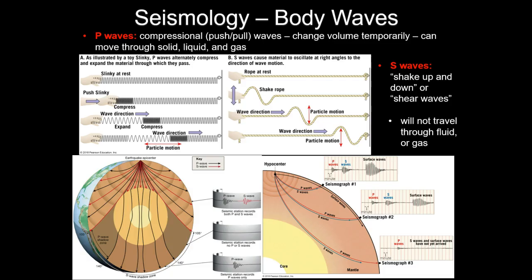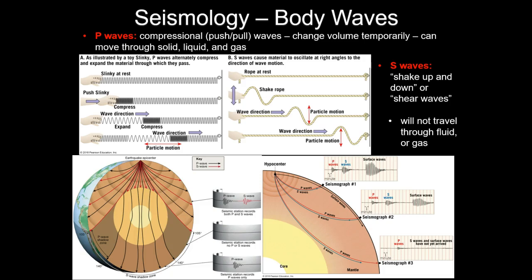So body waves, which will again travel through the Earth's interior, are divided into two main types, and they're characterized by their travel through different materials, different media. Those waves are called primary waves, or P waves, and secondary waves, or S waves. Primary waves, or P waves, are also sometimes referred to as push-pull waves. It's not very common, but that has to do with the motion that they have.